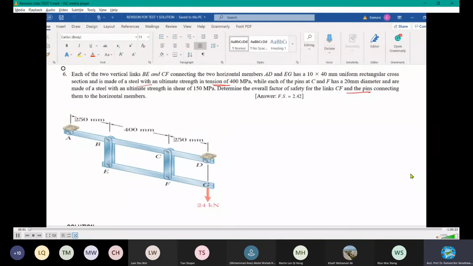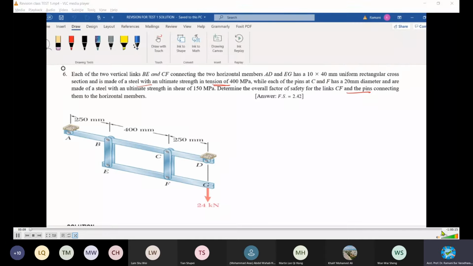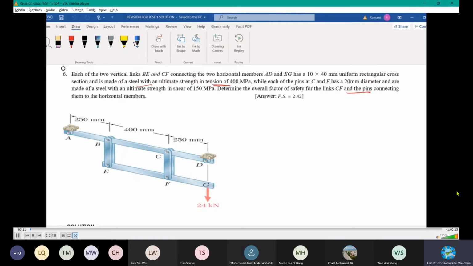You're given two parallel members, AD and EG. See here, there are two members AD and EG given to you. They are interconnected by two links to be in position like this, and it is being loaded by 24 kilonewton at this point at G. You're asked to calculate how much the factor of safety is to be determined.